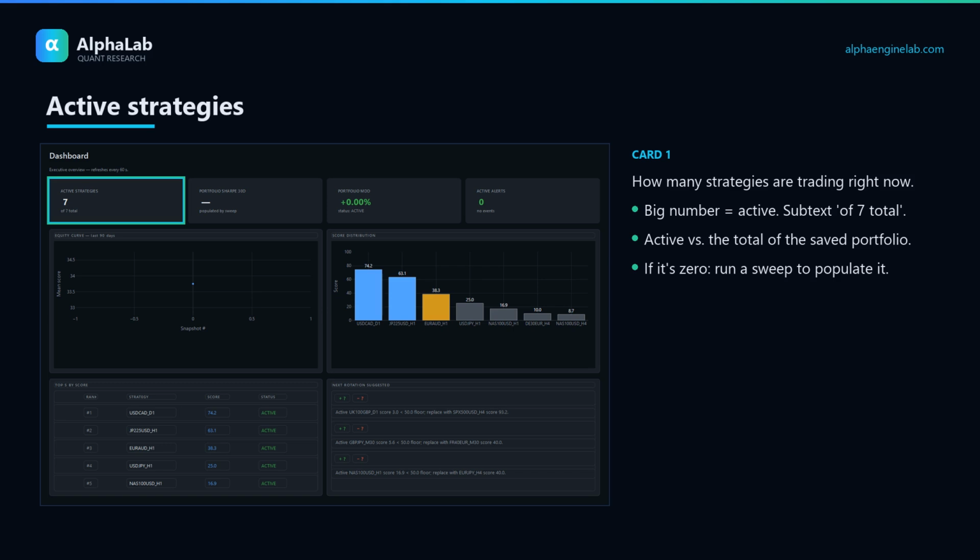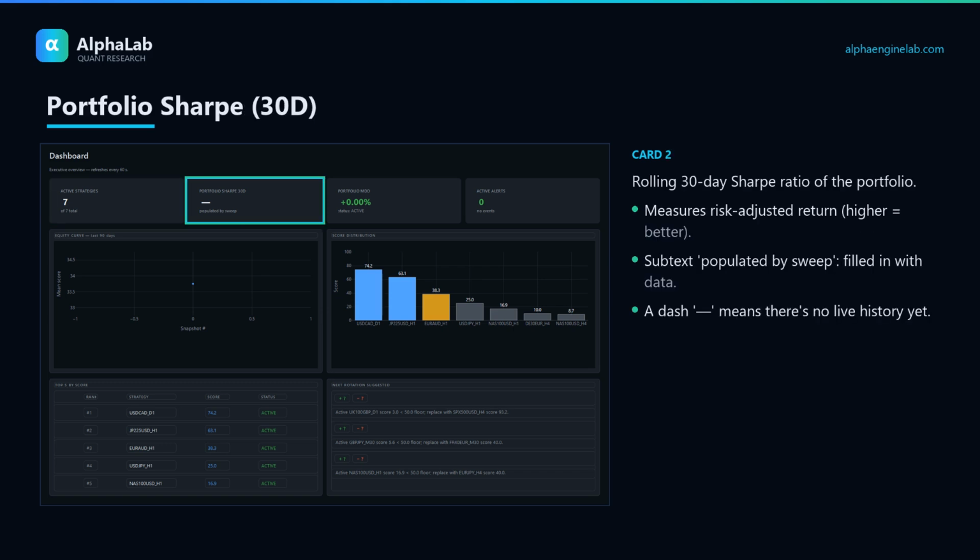The second card, Portfolio Sharpe 30 days, is the rolling Sharpe ratio of your whole portfolio over the last 30 days. Sharpe measures risk-adjusted return. The higher it is, the better the portfolio is paying you for each unit of volatility it takes on. Here you see a dash with the text populated by sweep. That means this metric fills in once there's enough live traded history. Until there's a live track record, you'll see the dash instead of a number.